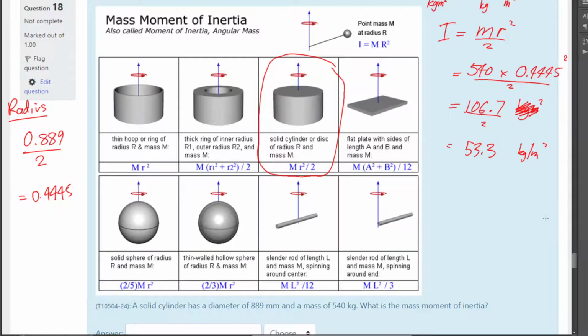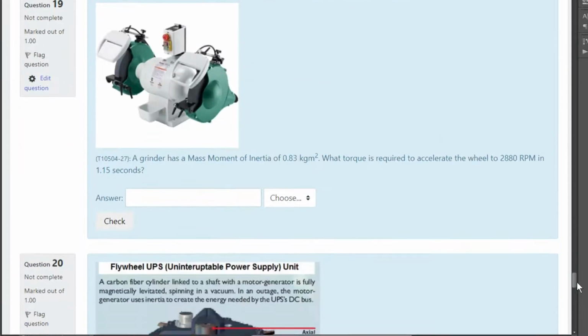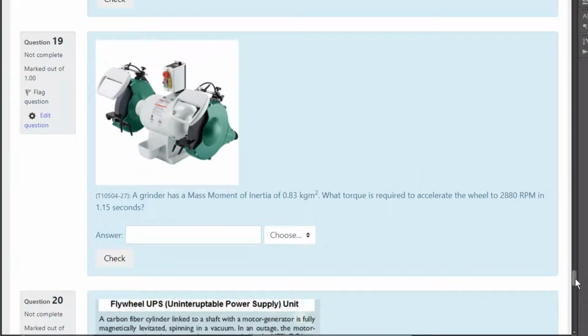Okay, next question. We have a grinder. This time we're given the mass moment of inertia, that's I. What torque is required to accelerate the wheel? So what torque, T, is required to accelerate the wheel from zero, obviously, to 2880 RPM in 1.5 seconds.